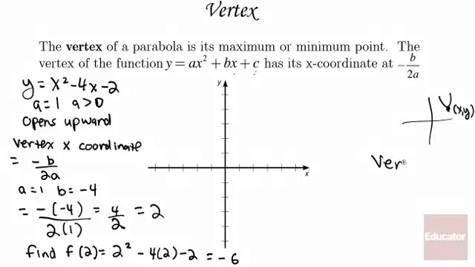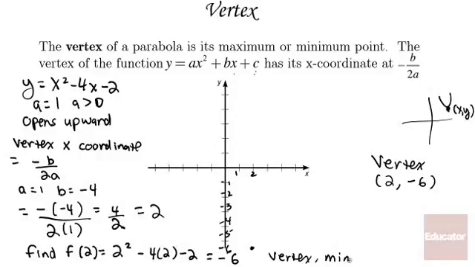Okay, let's be really clear that the coordinates for the vertex are x equals 2 and y equals negative 6. Okay, so when x is 2, y is negative 6. So if I have 1, 2, and then 1, 2, negative 1, negative 2, negative 3, negative 4, negative 5, and then down here, negative 6. So this is my vertex, and it is a minimum.